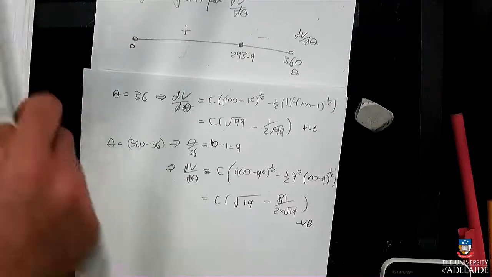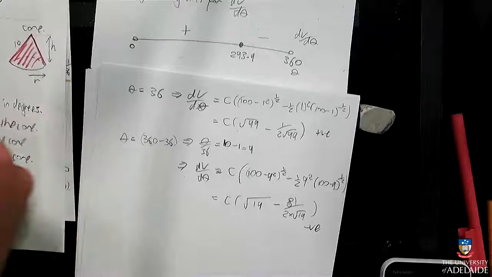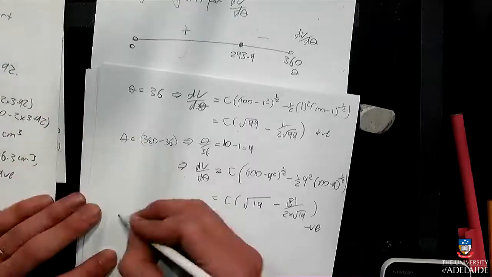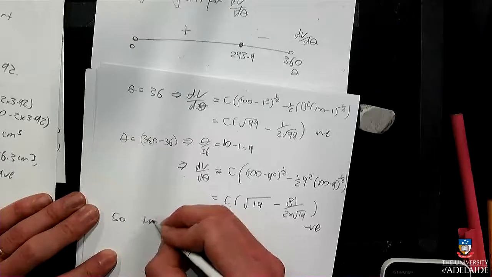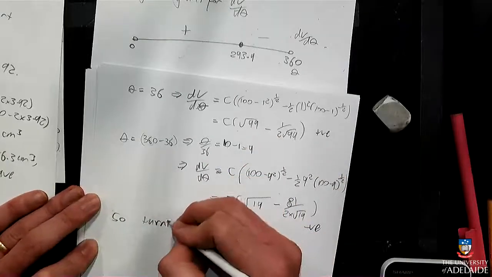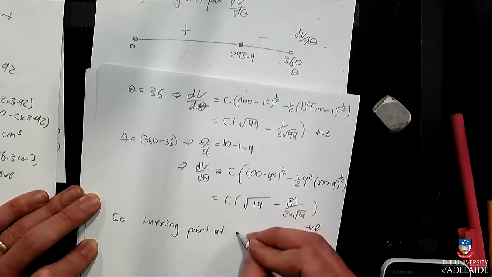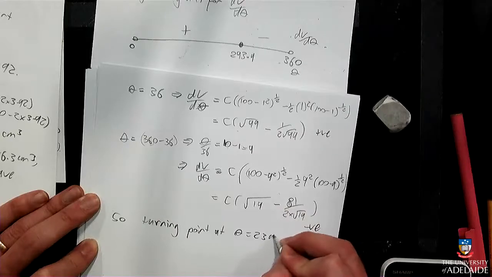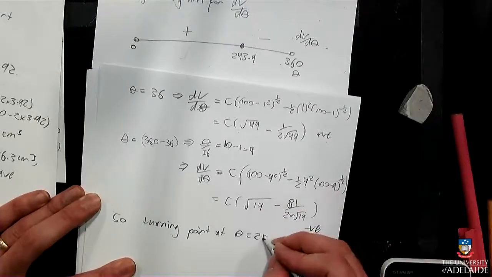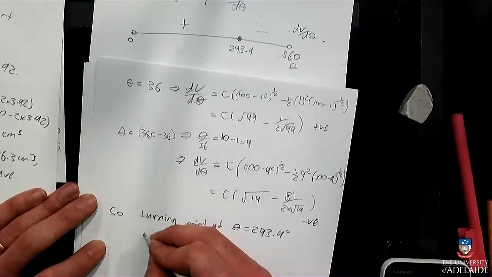So let's see, we found our turning points. So there's a turning point at theta equals 293.9, which is a local maximum.